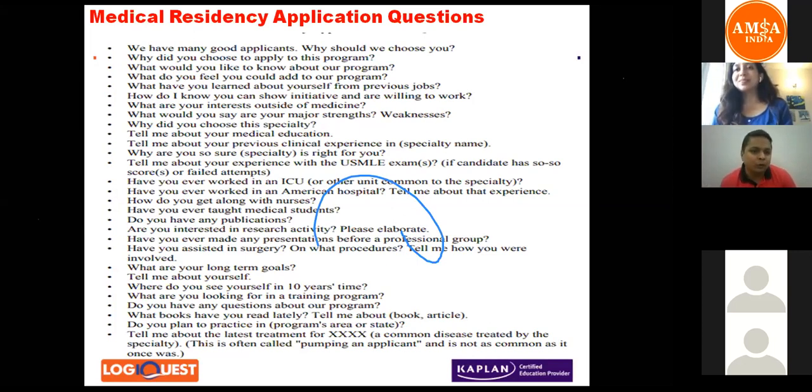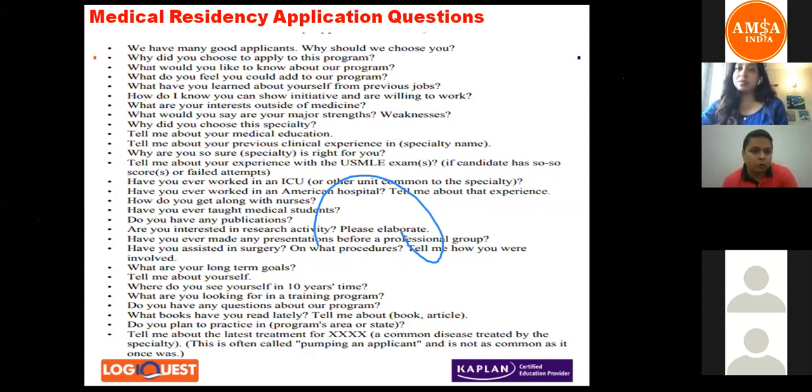Next is, why do you choose to apply to this program? So why this program? If you're looking out for UCLA, why UCLA? If you're looking out for John Hopkins, why John Hopkins? So you should have a proper answer to what you're saying. Saying, yours is a brand, and since my childhood, I've been hearing about UCLA, so this is why I want to apply, these are very lame answers. So you've got to frame those properly.